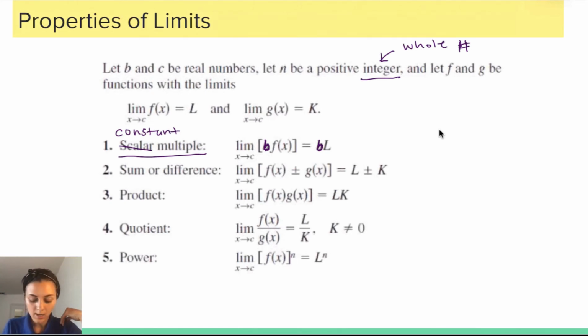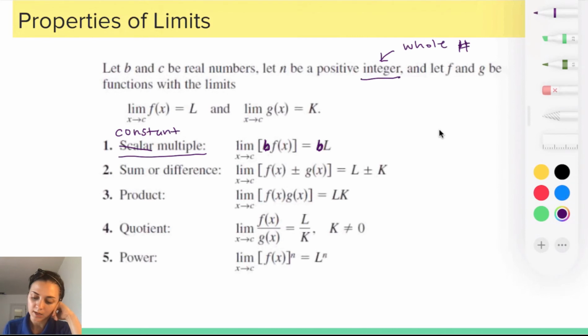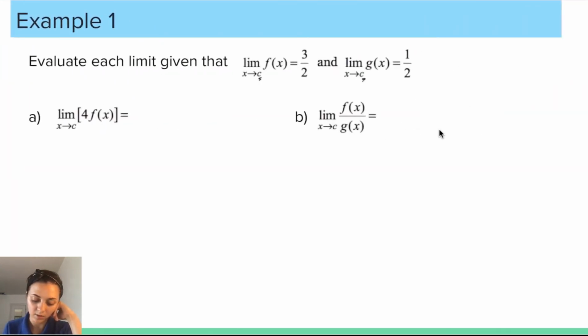That's it. Sum or difference means you can add the two limits together and it will equal the limit values added or subtracted together. You can take the product of two limits, quotient of two limits, as long as k does not equal 0, because you can't divide by 0, obviously, and then you can raise the limit to a power. Okay, pretty basic rules. And in the next example, I'm going to show you how we can apply these, or what this might look like on your AP exam. So here's example 1.